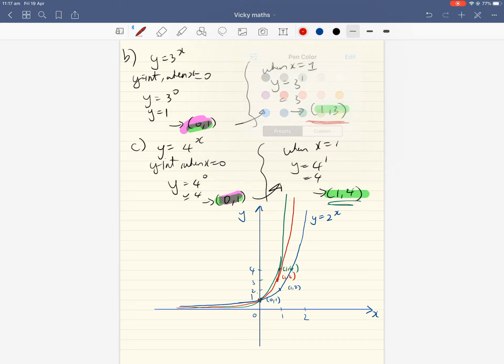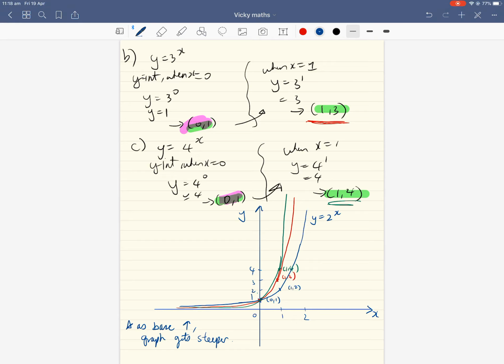A pattern that you'll see is that as the base value increases, the graph gets steeper on the right hand side. So we can make a note about that. As the base value increases, the graph gets much steeper. So that's the effect of changing the base.